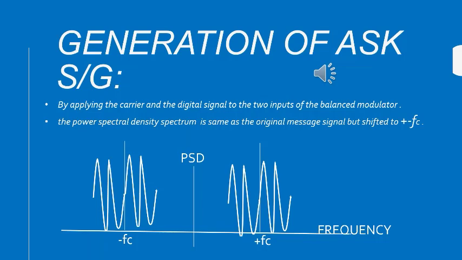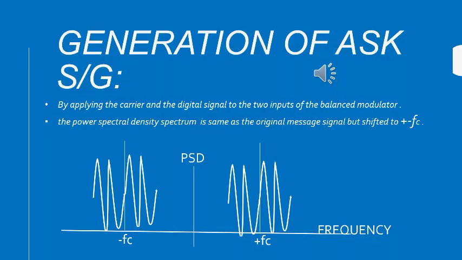Now we'll discuss the generation of the ASK signal, the amplitude shift keying signal, and how it's generated. Simply, we use a product modulator or balanced modulator. The two inputs are the carrier signal and the digital signal. Simply, the two signals are applied to the two inputs of the balanced modulator, and at the output of this balanced modulator we get the ASK signal. That simply means the digital signal modulates the carrier. That's all about its generation.